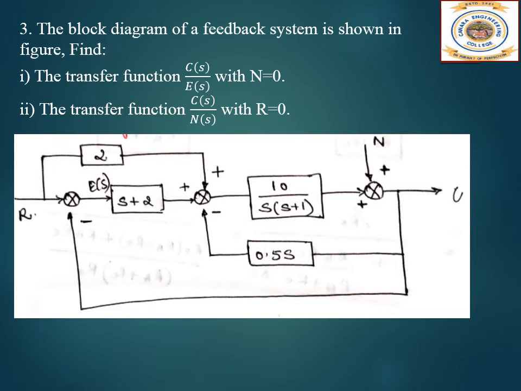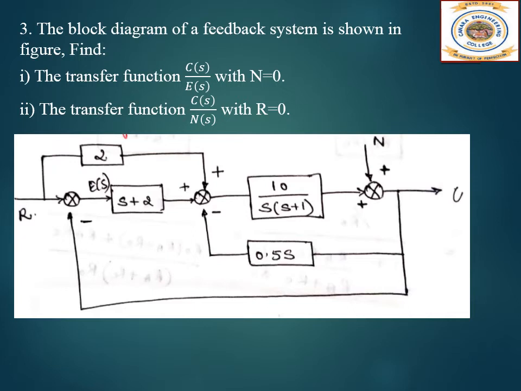They have not exactly given the transfer function as input to the output, but they have given some other ratio. C of S by E of S, E is the error signal. Then next one, C of S by N of S, that is the other input. So this we have to do now. So let us see how to do. So first we'll have to consider n equal to 0.